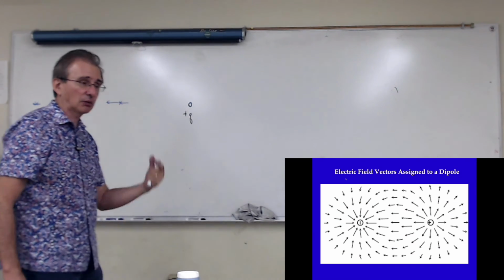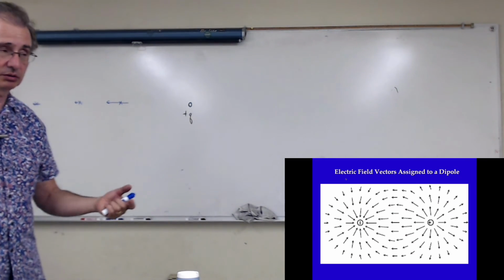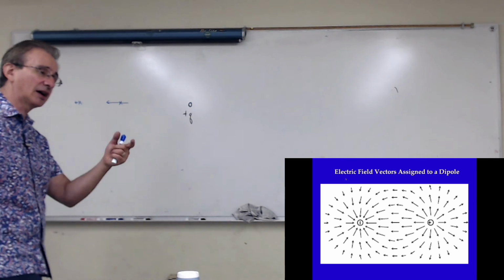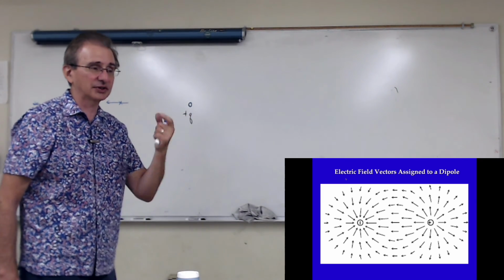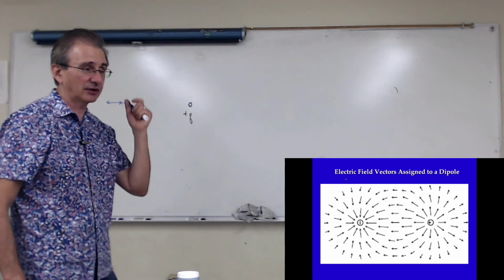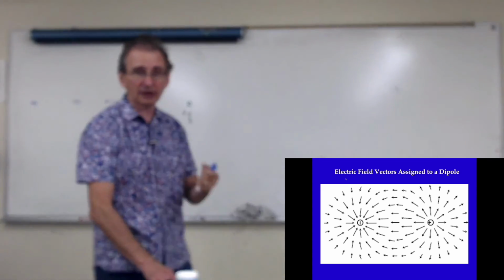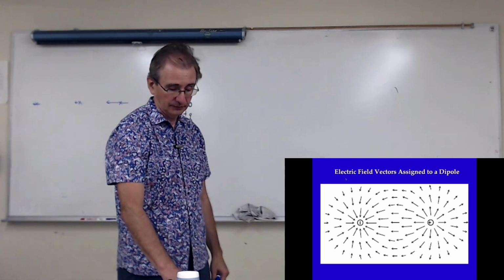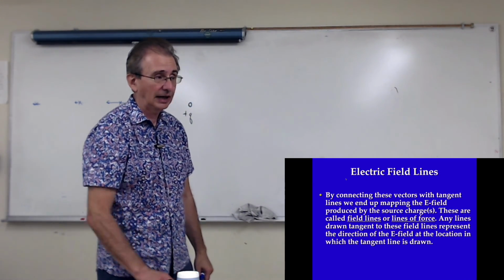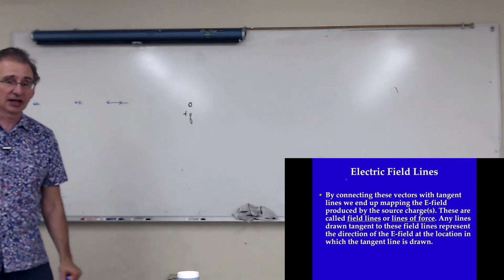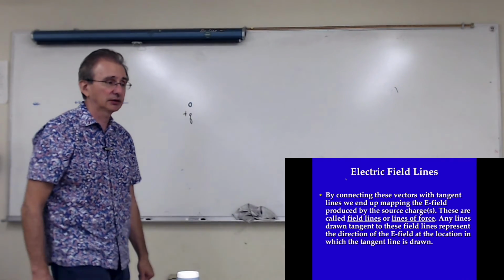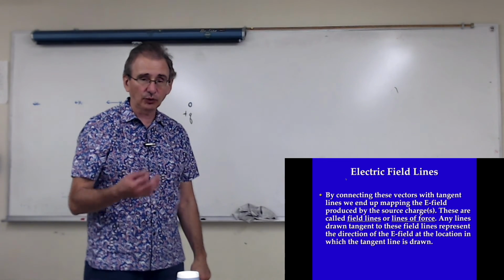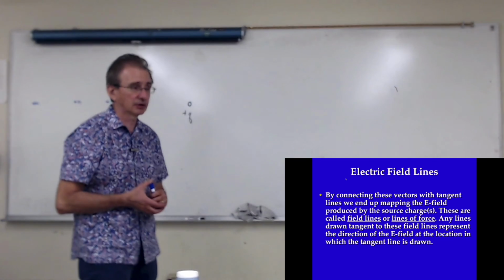This is the vectors I would assign in space due to a dipole. And that picture is pretty good because the size of the arrows indicates the size of the field. The direction of the arrows indicates the direction of the field you see in that slide. I can connect these vectors with tangent lines, and then what we end up doing is mapping the electric field produced by the source charge. We call these field lines or lines of force.